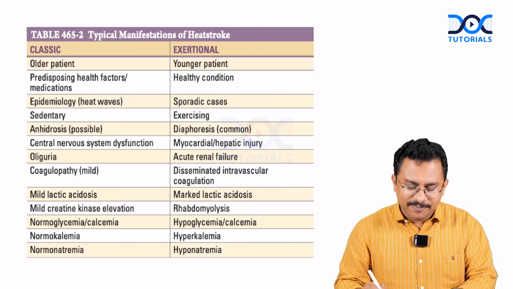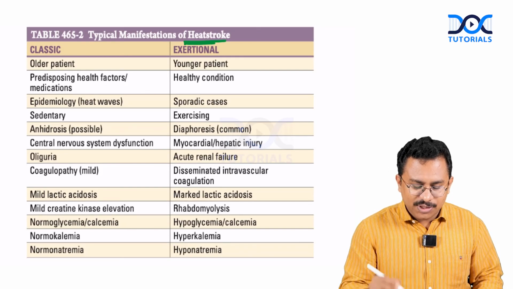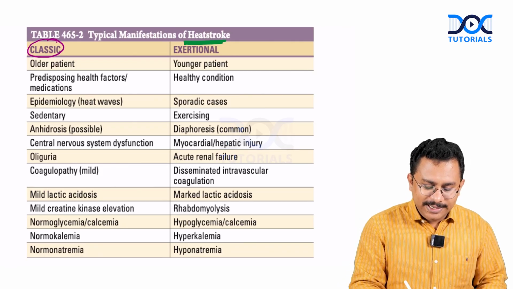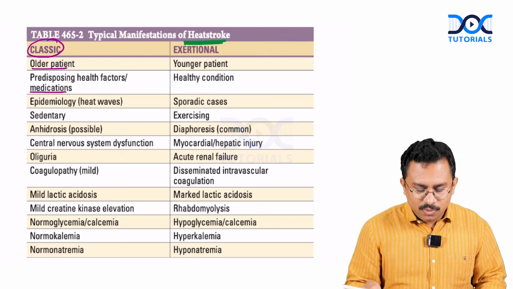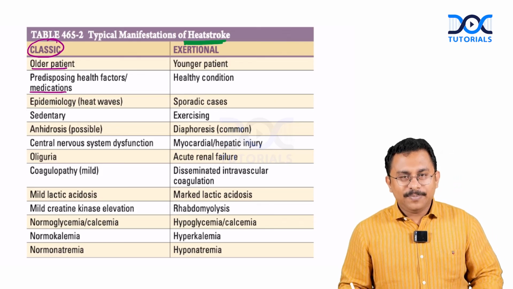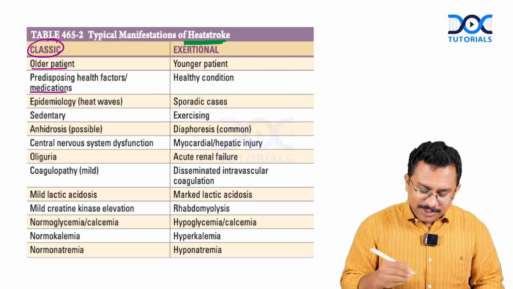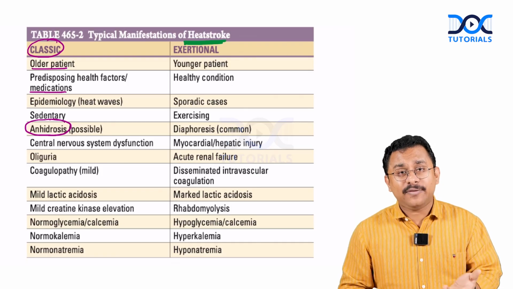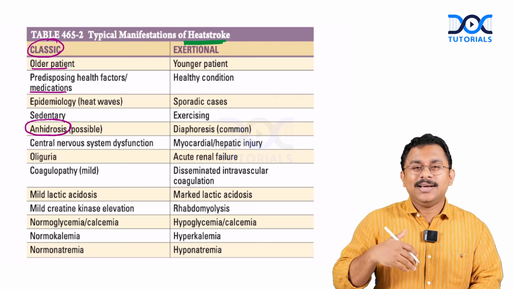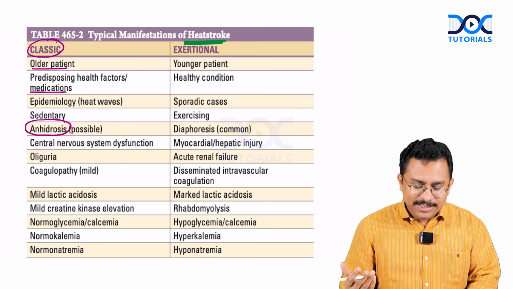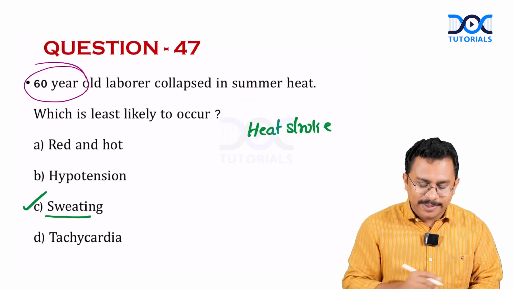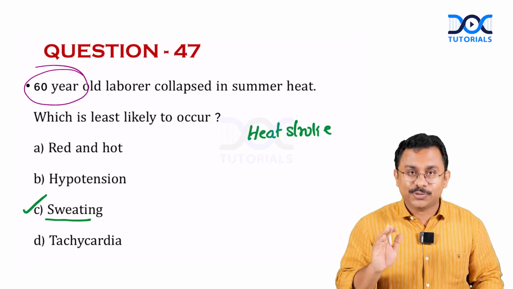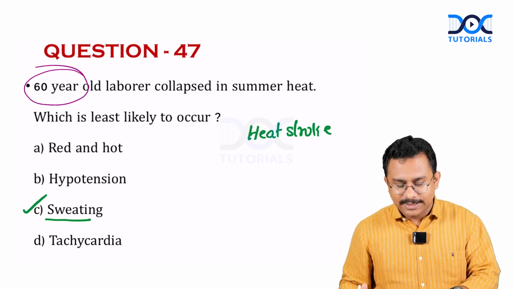So in Harrison also they have mentioned the manifestations of heat stroke. The classical heat stroke is the one that occurs in an elderly patient who already has certain predisposing factors. In that patient, usually it is anhidrosis. However, you may have diaphoresis in the exertional heat stroke that is seen in younger patients. But since here they have asked about a 60-year-old laborer, most likely it is going to be a classical heat stroke. Answer is going to be sweating. Sweating will not be present in these patients.